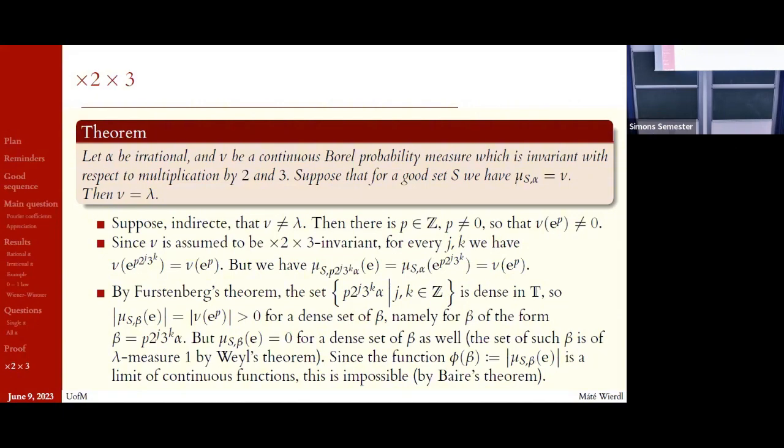Now if we define phi beta as the absolute value of the first Fourier coefficient of the limit measures, this function exists for every beta, and it is a limit of continuous functions. But it is a non-zero constant on a dense set, and it is 0 on a dense set. That's impossible for a limit of continuous functions.